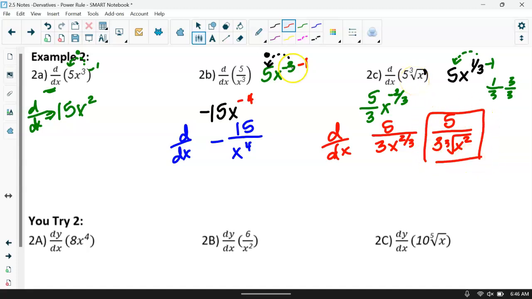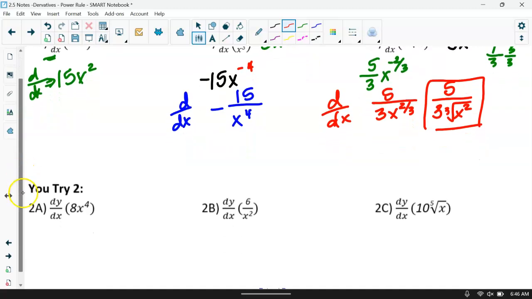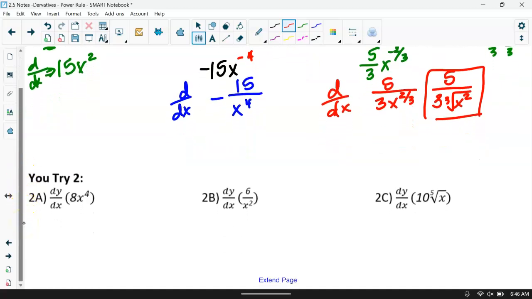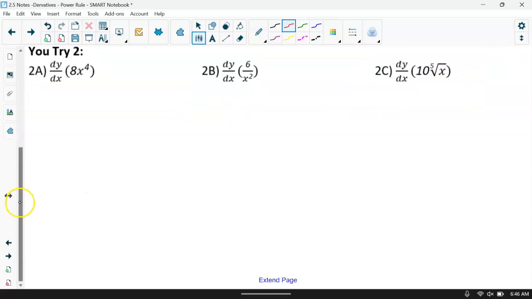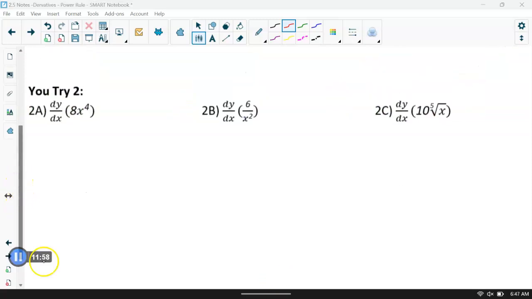So again, make sure to bring down the exponent, multiply your coefficient, and still subtract 1 from your exponent. Go ahead now, pause the video, and try these 2 on your own. And here we go. So for the first one, you should have gotten 32x to the third. 4 times 8 is 32, and then subtract 1 from your exponent.